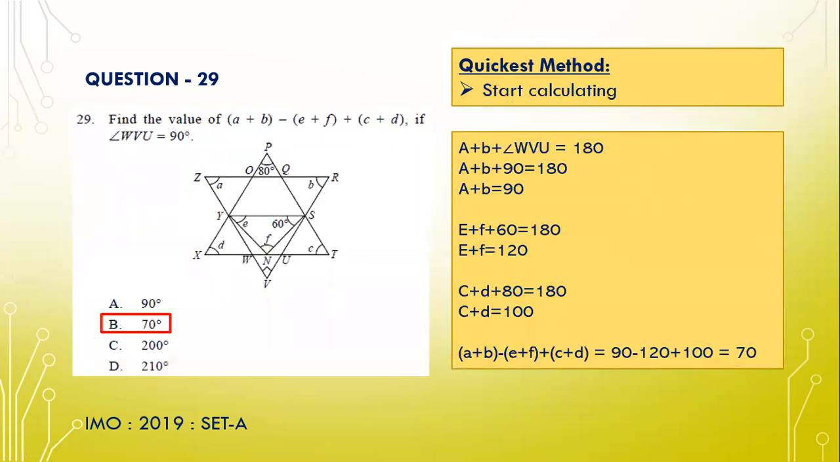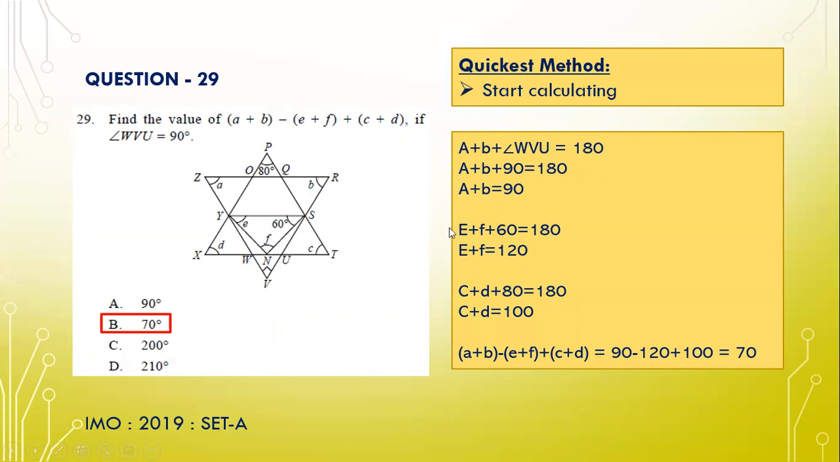Find the value of a plus b minus e plus f plus c plus d if WVU is 90 degrees. Okay, now here this is a very good question. So start calculating. In this triangle ZRV, angle A plus angle B plus angle N, which is WVU, which is 90 degrees, is 180, isn't it? So A plus B plus 90 is 180. So what is A plus B? A plus B is 180 minus 90, which is 90.